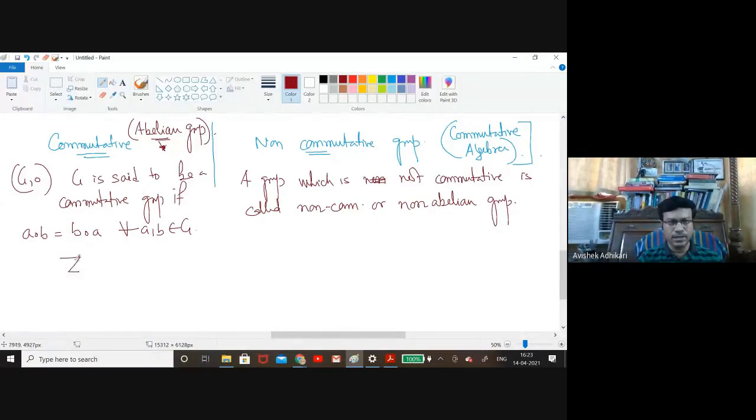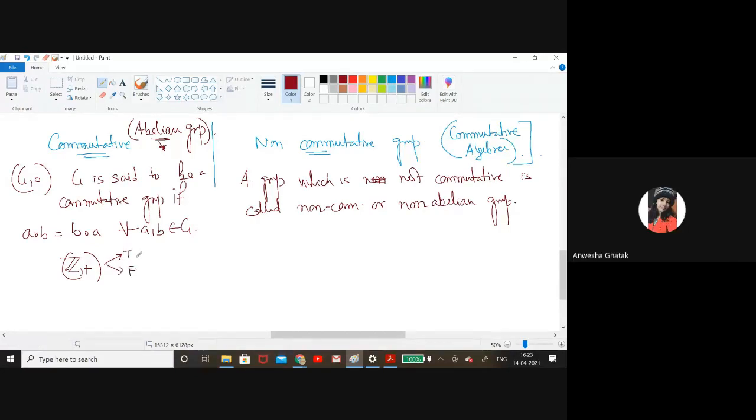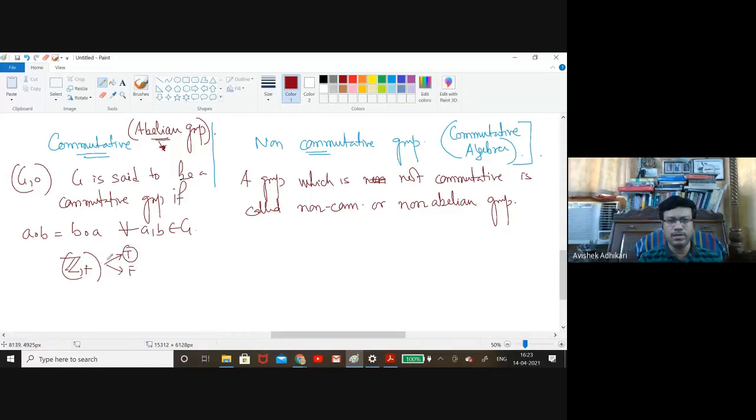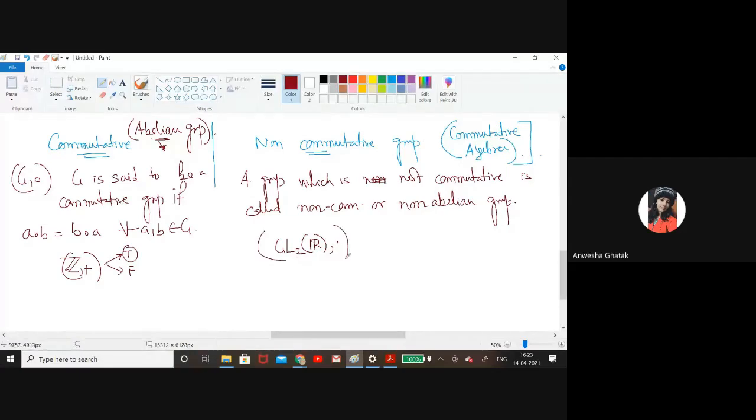If I consider Z with addition, we have already seen that this is a group. Is this a commutative group? Yes or no? True or false? Yes, sir. Very good. Now if I consider GL2(R) with matrix multiplication, is it commutative? No, sir, it's non-commutative.